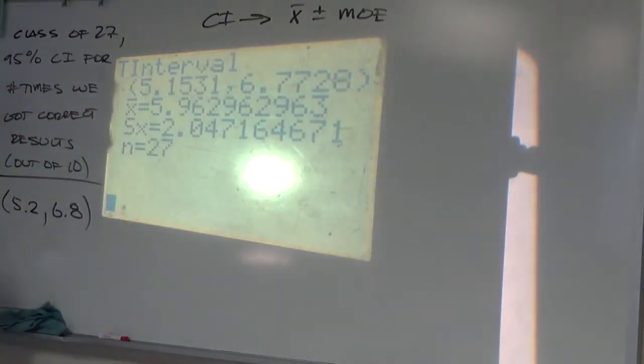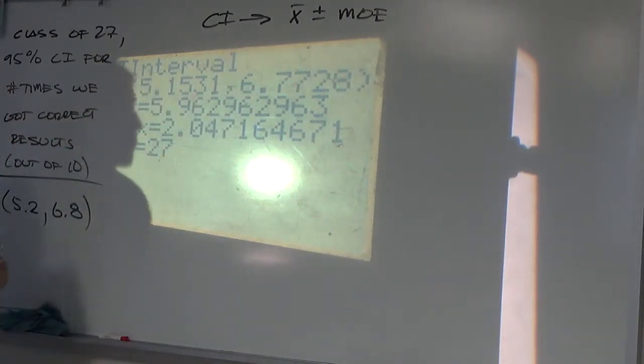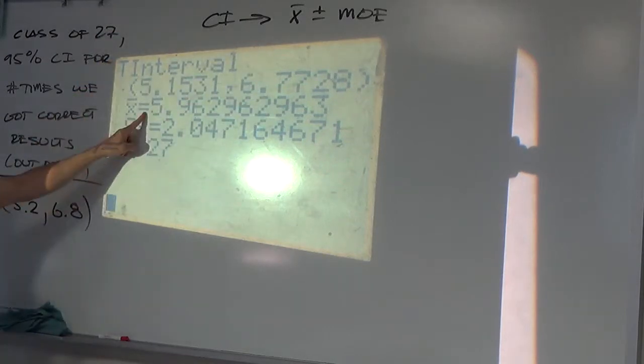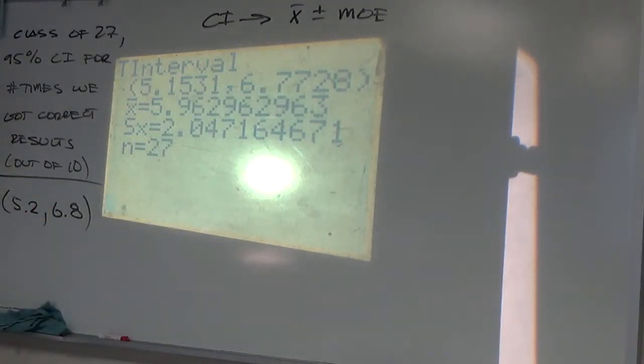We looked at it last week, and you can forget about it because the TI is doing it for you. But that X bar is in the middle of that interval. So if you need to know the margin of error, just look at X bar, which in this case is about 6, and then go down or up to one of the endpoints. That distance is one margin of error. So it's about 0.8. So it's definitely smaller.